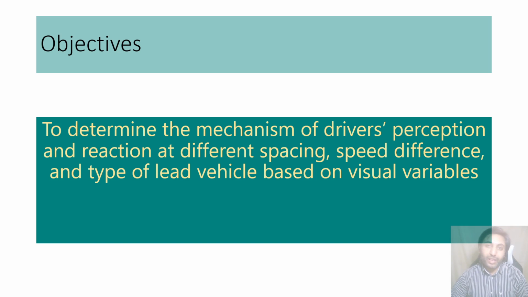We set out to find the difference between these two approaches and determine which one actually works for the driver, to determine the mechanism of driver's perception and reaction at different spacing, speed difference, and type of the lead vehicle based on the visual variable. In this particular case, we use tau inverse as the visual variable.